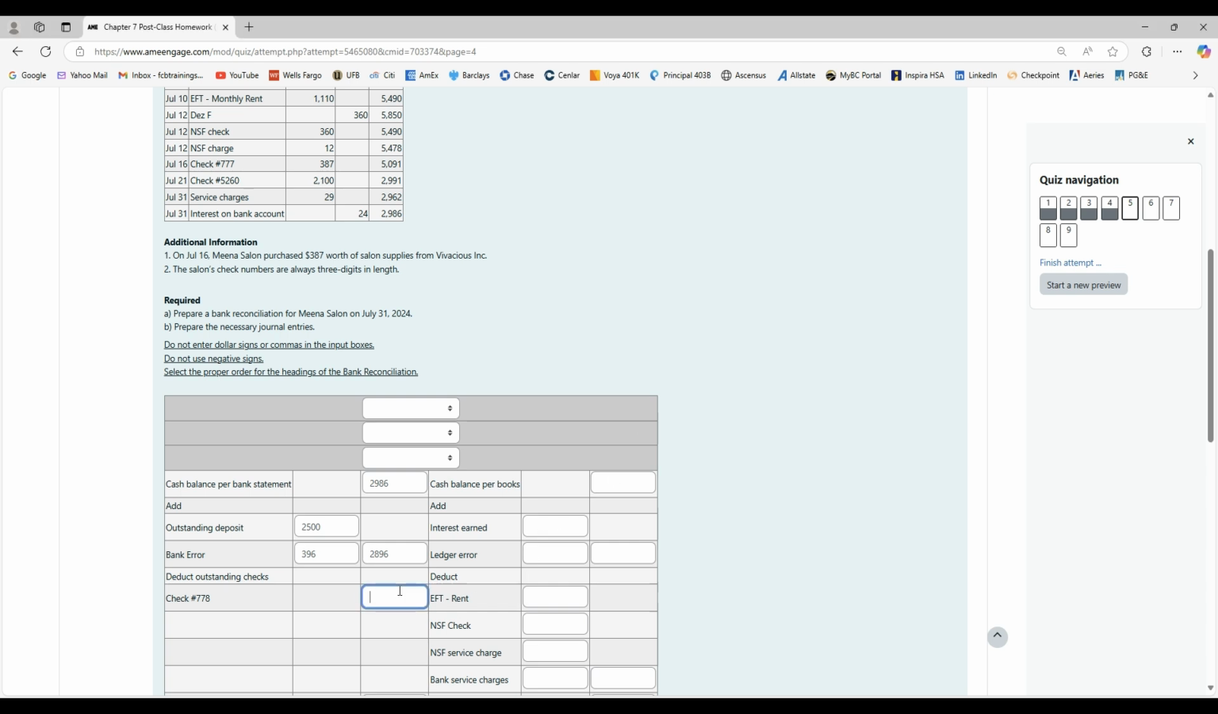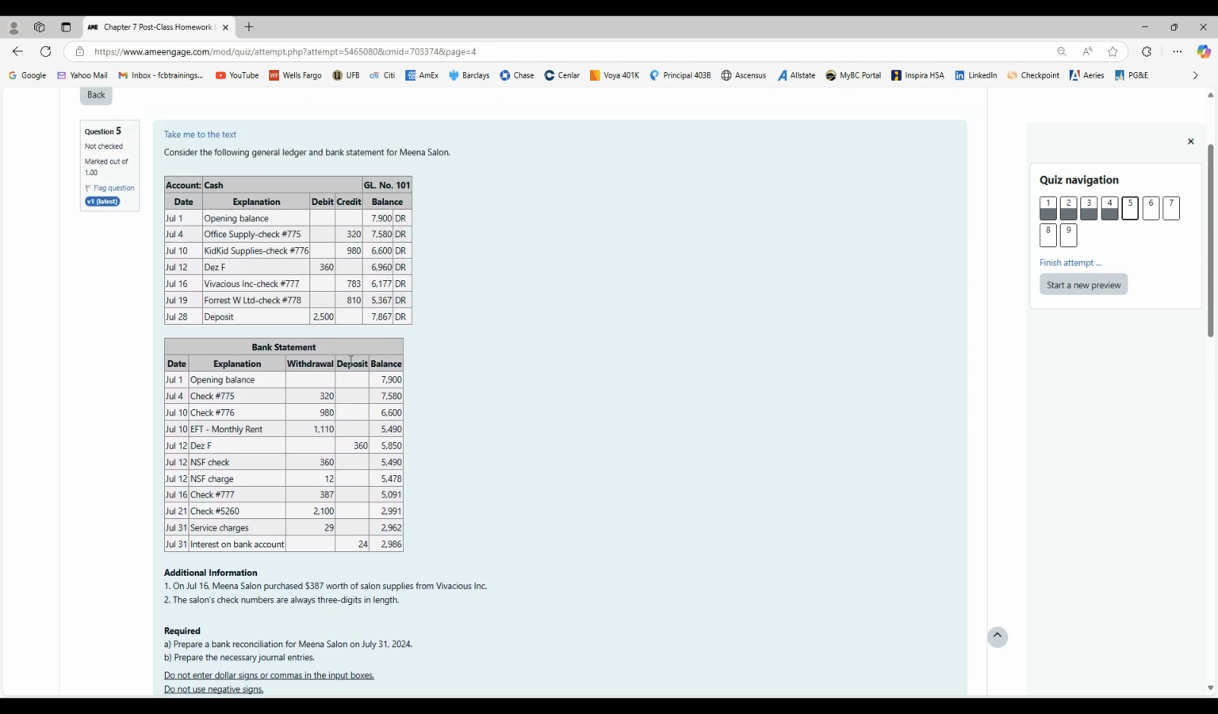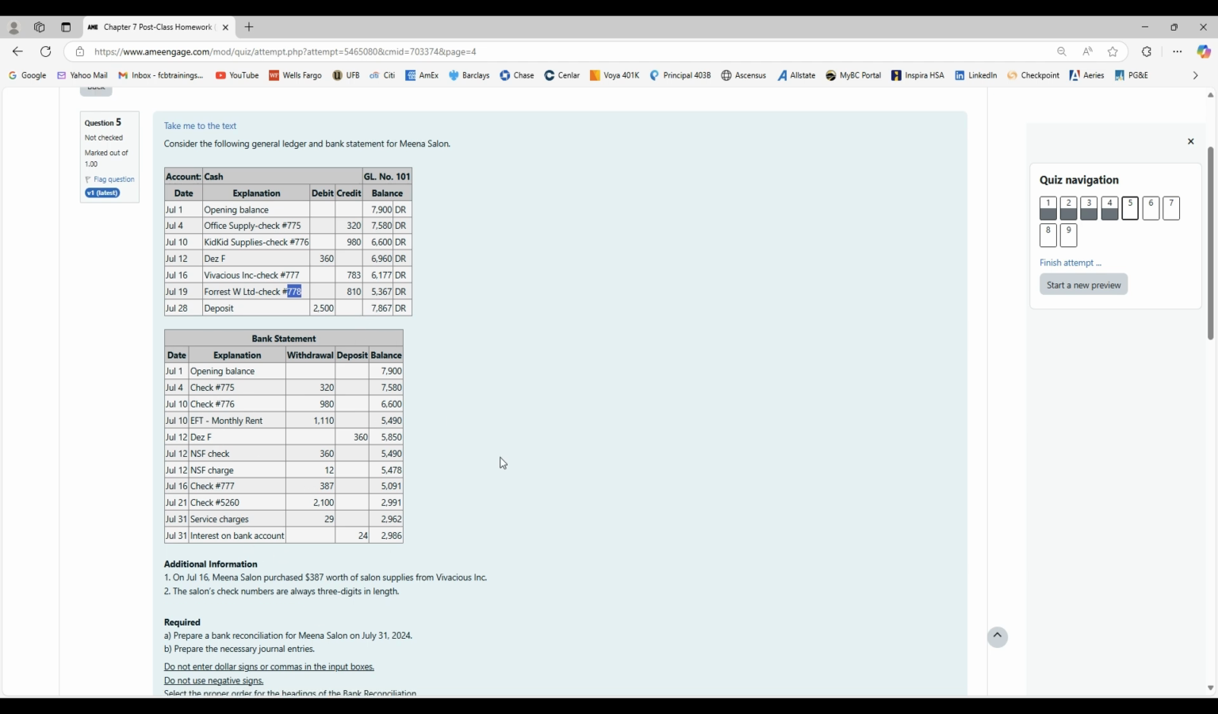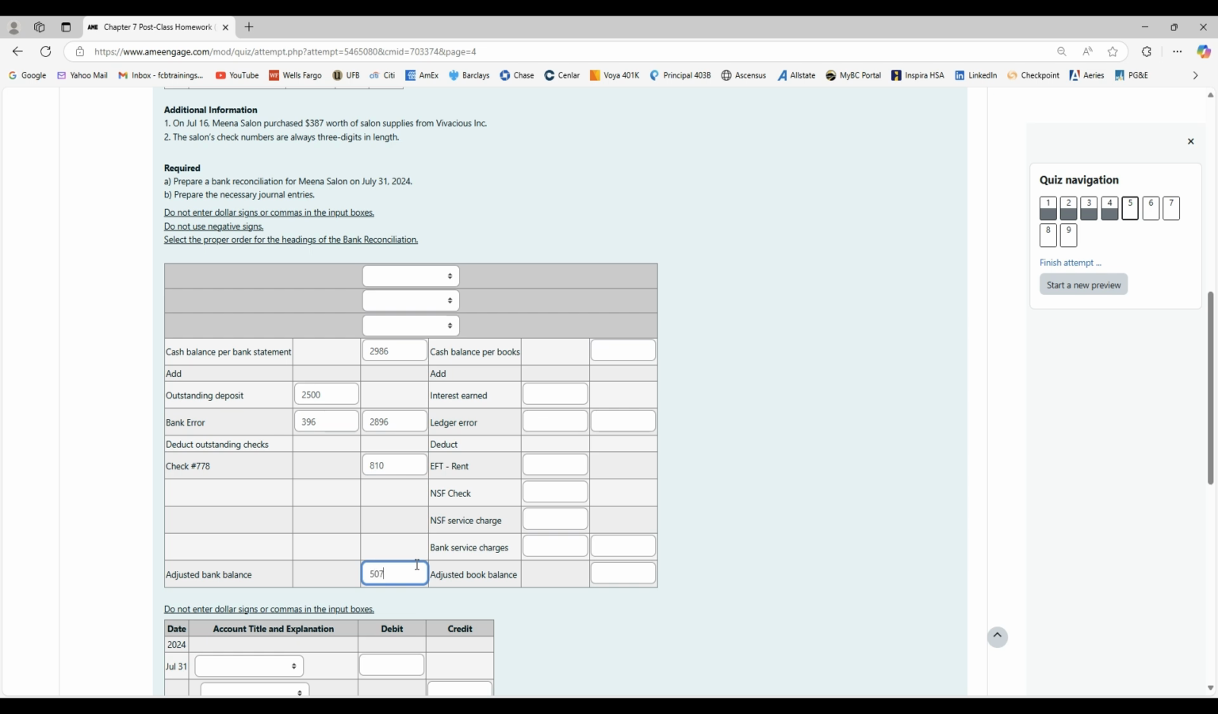That would lead us to 5. Oh, we have to check this. Check 778. So what's check 778? Check 778 is maybe an outstanding check, it looks like. So yeah, that is not cleared. We don't see that clearing the bank statement yet. So that's 810. So with those all together, I get 5072. So the beginning plus the addition minus the subtraction.